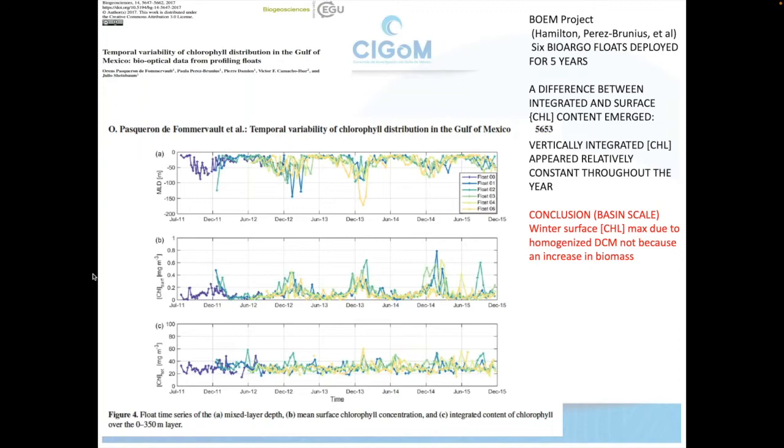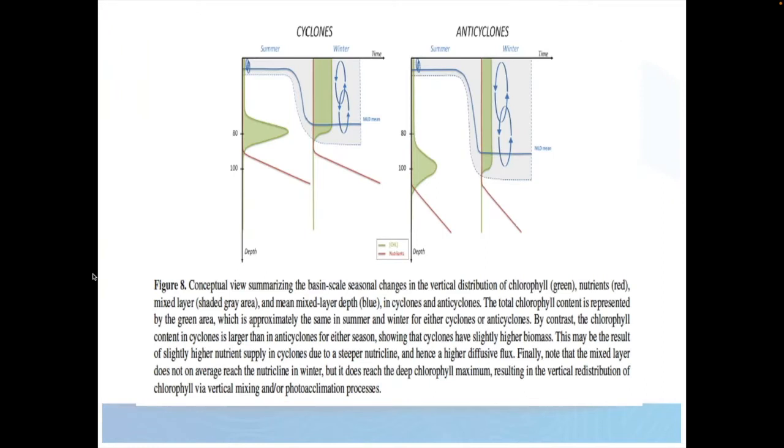The next one, please. To make the story short, something that we found with these floats, and which was very challenging to understand, was: what is happening? Why is the seasonal cycle not showing in the whole chlorophyll content in the water column, only at the surface?